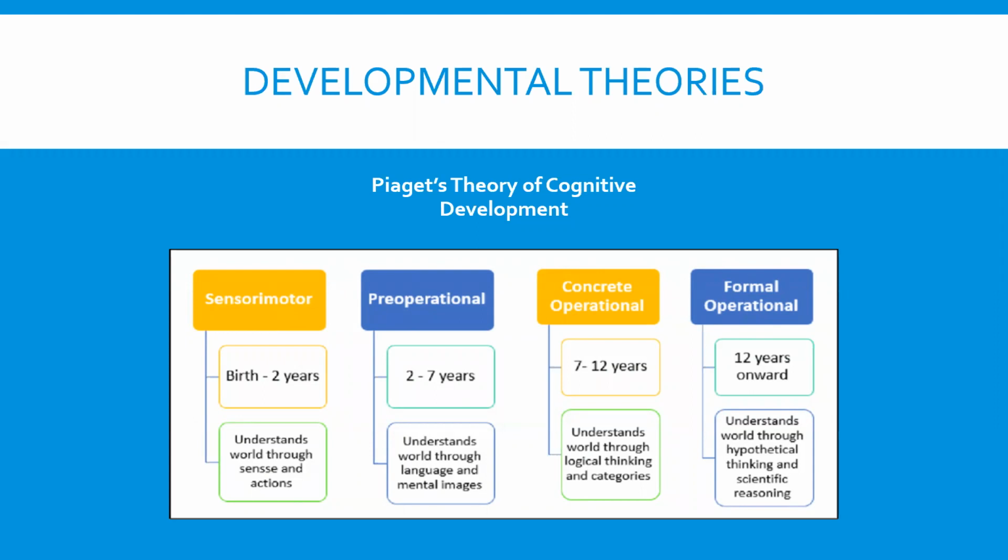That develops in the formal operational phase, which is 12 years and onward, where they understand the world through hypothetical thinking and scientific reasoning. One criticism of Piaget's theory of cognitive development is that it's not adaptable to individuals that have a developmental delay or sometimes are affected by different mental illnesses, traumatic brain injuries, things like that. We use this in nursing to identify where our patients are on their cognitive development so that we can tailor their education based on their cognitive needs.